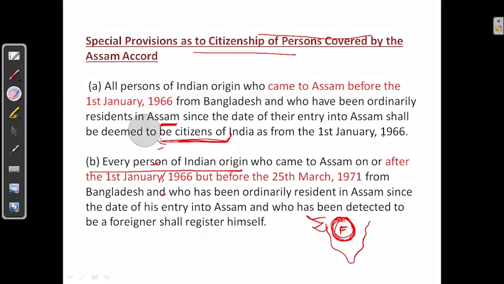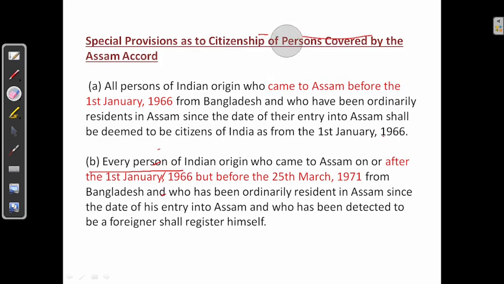Next, special provisions for the citizenship of persons covered by the Assam Accord. All persons of Indian origin who came to Assam before 1st January 1966 from Bangladesh and who have been ordinarily resident in Assam since the date of their entry shall be deemed to be citizens of India from 1st January 1966. Okay, those who came to Assam before 1966 from Bangladesh will automatically get the citizenship.